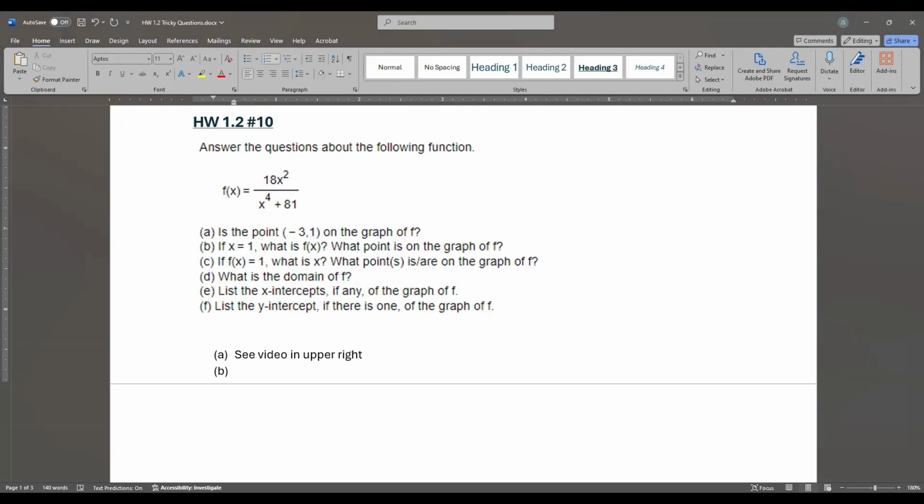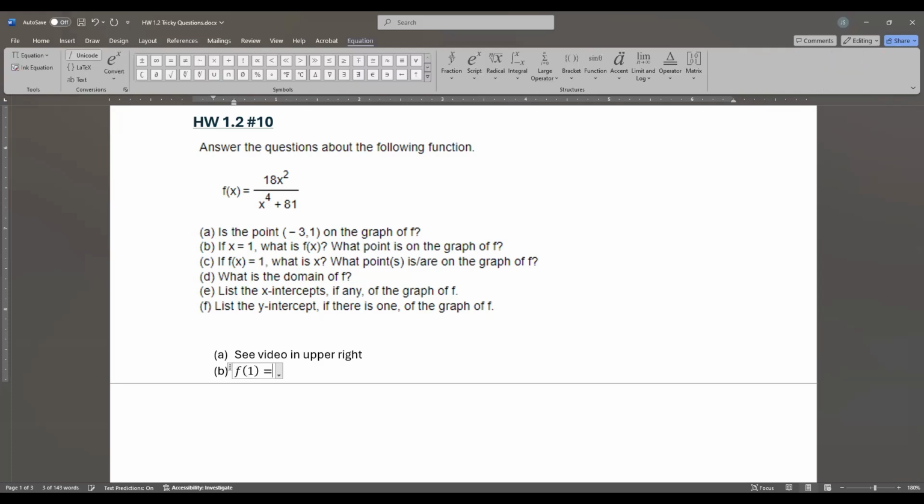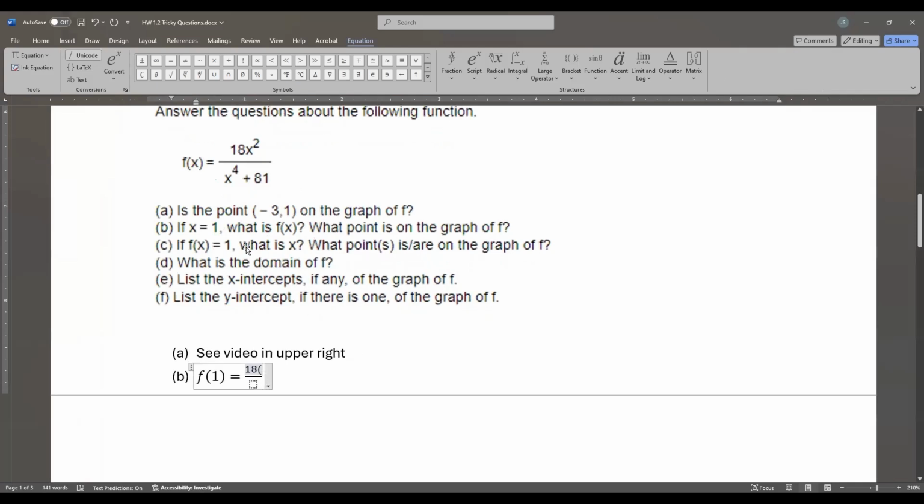Okay, so for the next part, it's saying if x is equal to 1, what is f of x? And then you need to express your answer as a point. So all this is asking me to do is take 1 and plug it in for x. So everywhere I used to see an x, it's now going to get replaced by 1. So I'm going to very carefully write this out, and I'm going to zoom in just so it's a little easier to see.